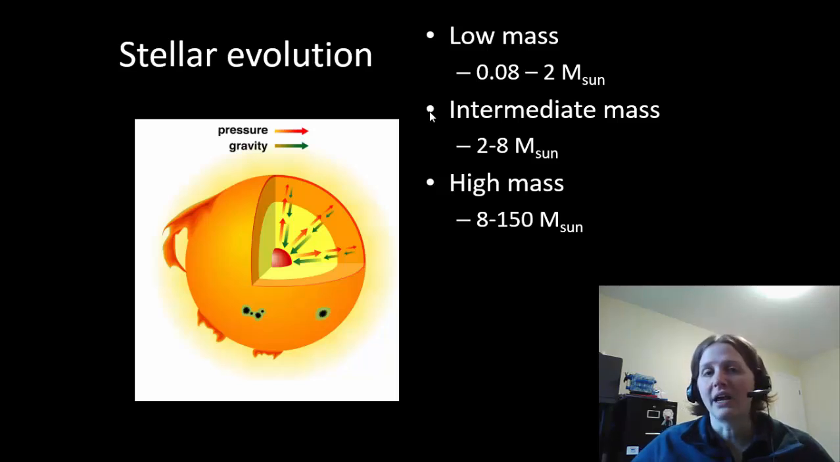So what's going to be driving each of these stages is the balance between pressure and gravity. Sometimes there won't be a balance. And what's providing the pressure is the fusion and the hot gas. So if you're running out of fuel for fusion, you're going to affect your pressure, you're going to affect your balance. So let's go through all of the stages.